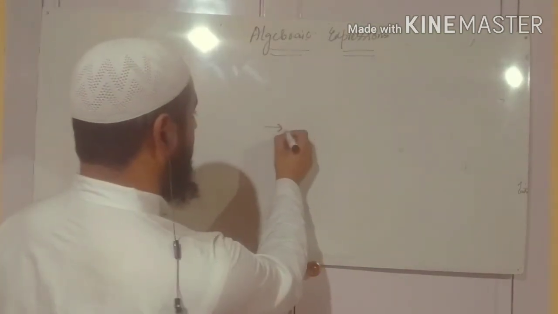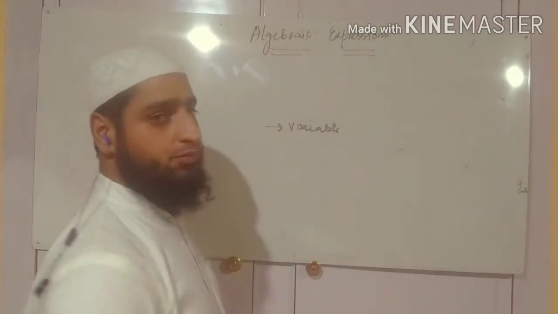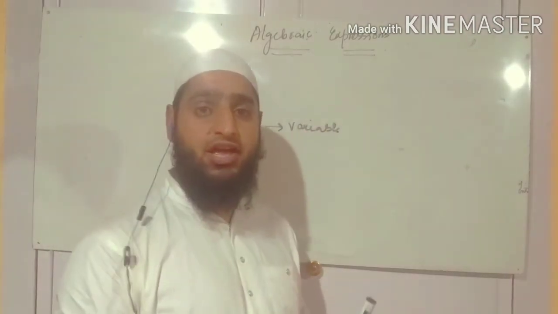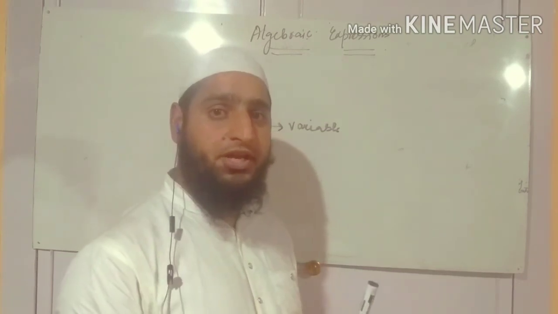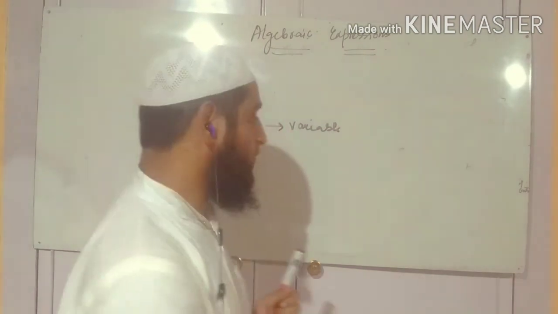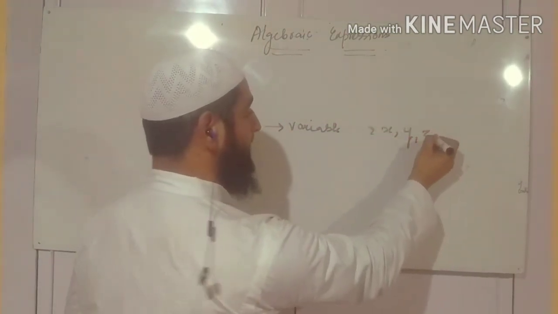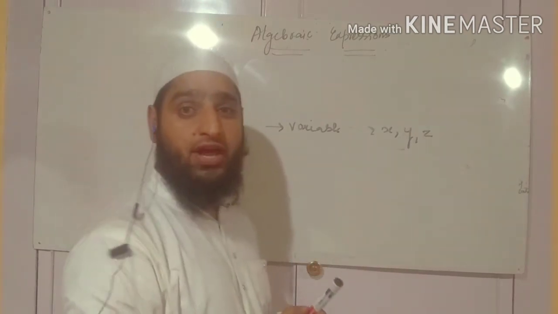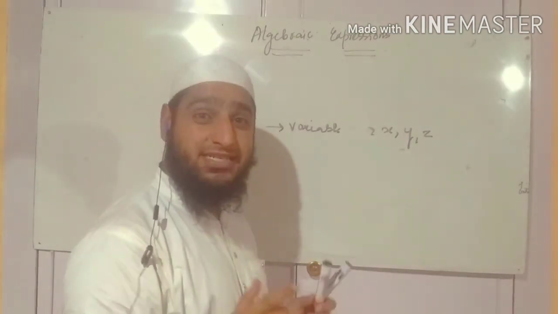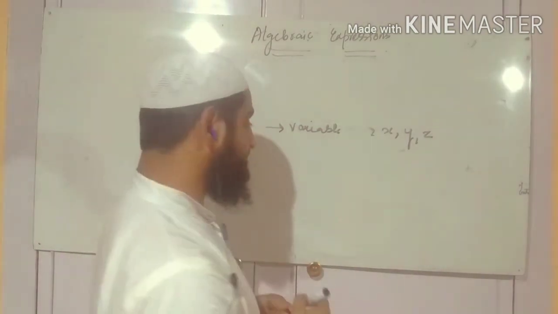Firstly, I have defined the variable. What is a variable? Remember always, a variable is that quantity whose value is never fixed. And we represent these by x, by y, by z. And after that we have a constant. A constant is that quantity whose value is always fixed.